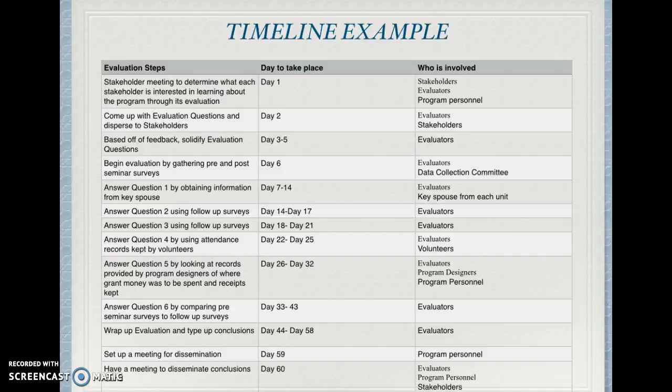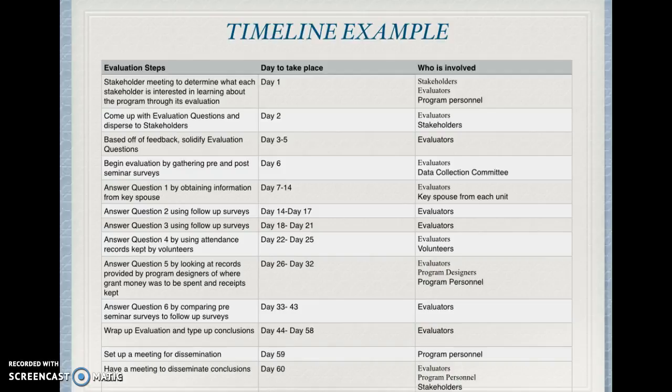Here is an example timeline that I took from a semester project I had in another course. It shows on what day what will be done during the evaluation. For example, on day 1, stakeholders will meet to determine what the stakeholder is interested in learning about the program through its evaluation. This will involve the stakeholders, the evaluators, and the program personnel. Then moving on to day 2, they'll have to come up with evaluation questions and disperse these to the stakeholders, and that will be the evaluators and the stakeholders as well. Day 3 through 5, they will solidify the evaluation questions.